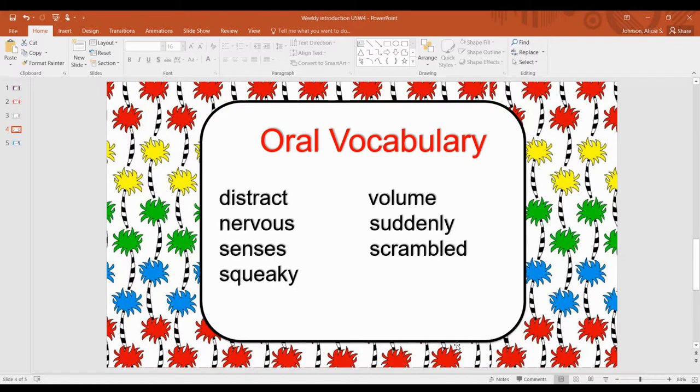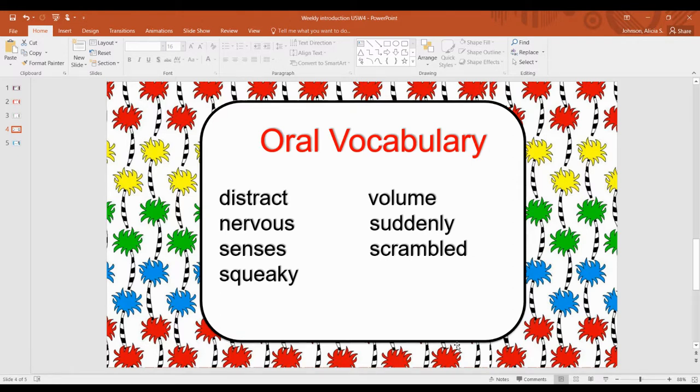Next, we have our oral vocabulary. And these are words that you do not have to spell or read, but it's really good if you can read them. What we want you to be able to do is understand their meaning so that you can use them correctly when you're speaking to someone. And I would encourage you to practice using these words while you're talking with your friends and family.